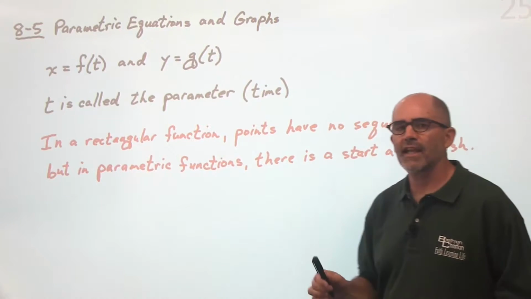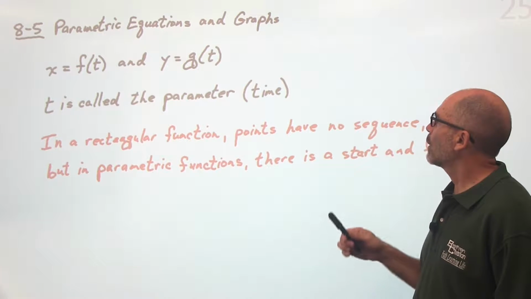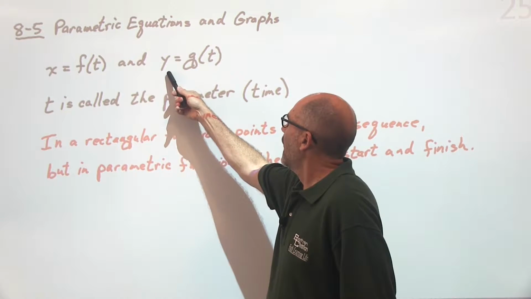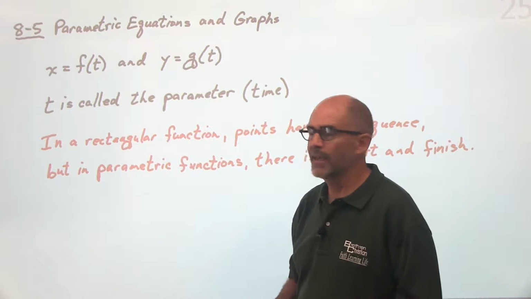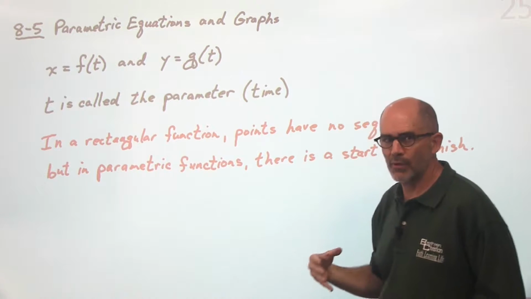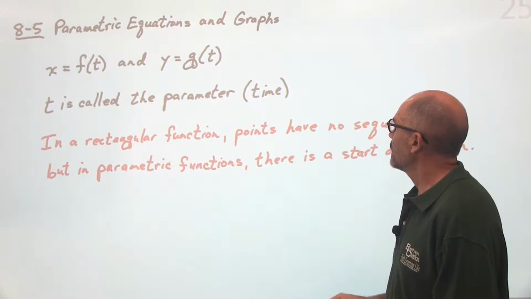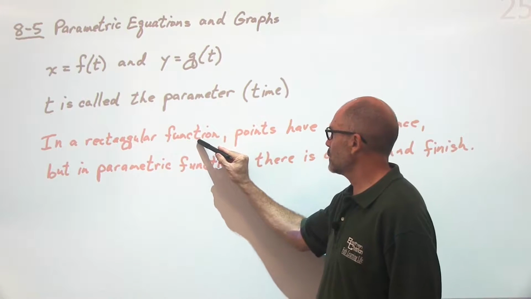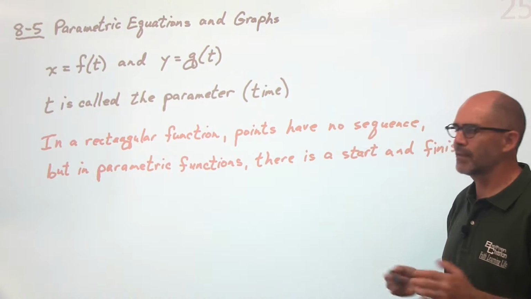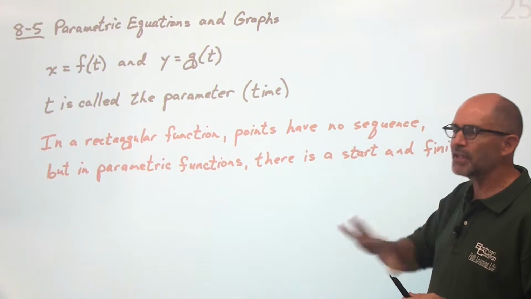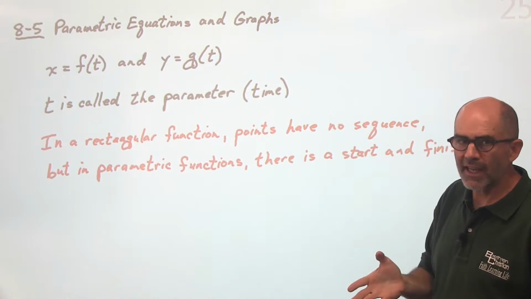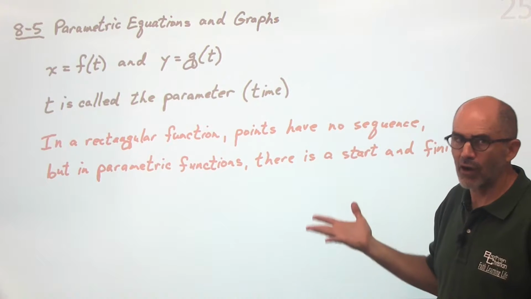Now, parametric equations are equations where x is a function of t and y is some other function of t. T is called the parameter, and most of the time that parameter is time. So, in a rectangular function, you have x's and y's, and the points have no sequence. It's basically a bunch of points, like points that make a straight line. Well, they don't start anywhere or go anywhere, they're just there.